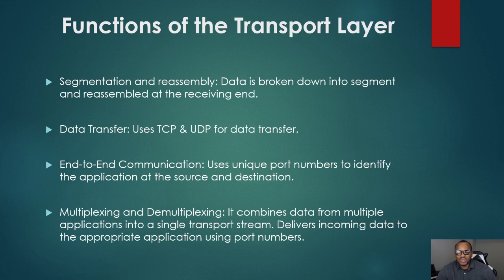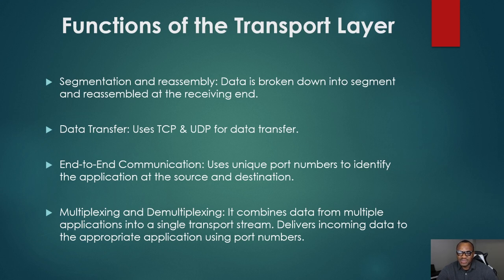First, the transport layer divides data from the application layer into smaller manageable chunks called segments. It adds headers to these segments, which include source and destination port numbers for proper identification. Each segment is assigned a sequence number, allowing the receiving end to reassemble them in the correct order, even if they arrive out of sequence. And it ensures data integrity by validating sequence numbers and checksums.